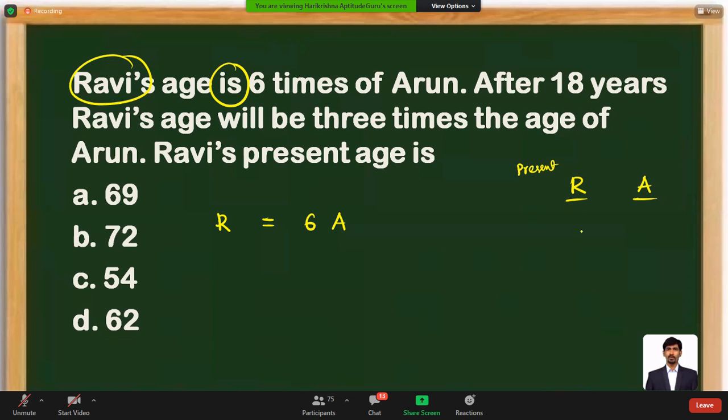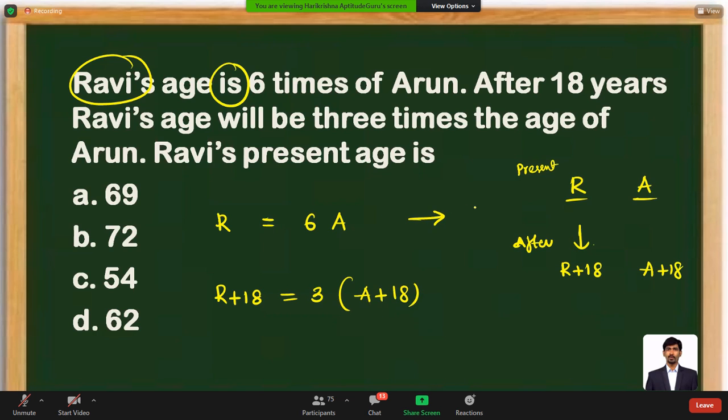After 18 years, Ravi's age will be R plus 18, and Arun's age will be A plus 18. After 18 years, Ravi's age, that means R plus 18, will be 3 times Arun's age, A plus 18. What is the present age of Ravi is the question. So this is equation 1, this is equation 2. You can solve these two equations and proceed with the solution.